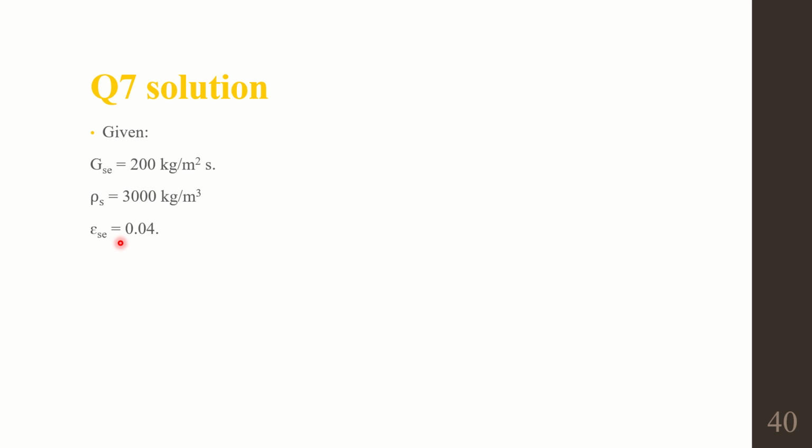I hope it is clear. This is a very straightforward problem wherein we are asked to find the slip velocity given the entrained solids flux, entrained solids fraction and density of solids. So on substituting all this, we are able to get the slip velocity. I hope it is clear. Just take a minute and we will go to the last problem of this session.